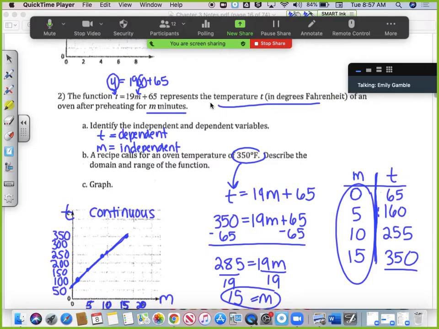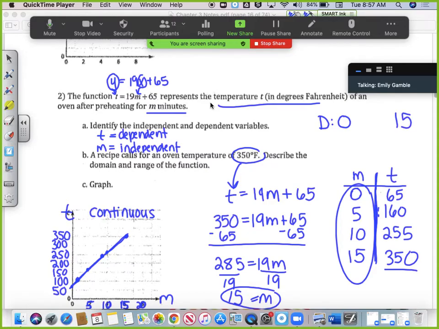And the domain is not going to just be 0, 5, 10, and 15. The domain for this, I'm just going to put this up here, is going to have to be an interval. And the smallest number in the domain is 0, like you guys told me. And the largest number in the domain is going to be the largest amount of time you would leave it on to preheat. And what's that? What's the longest you would have to leave your oven on to preheat to get it to 350? 15 minutes. Yeah, 15.